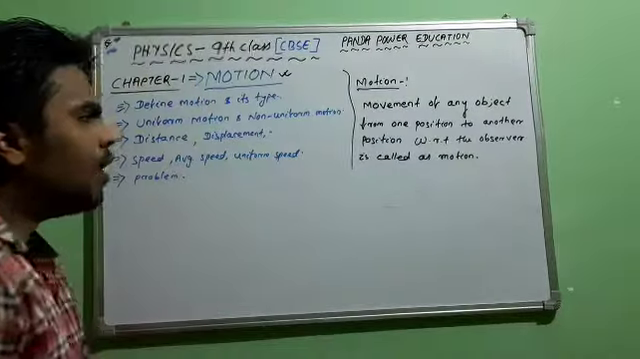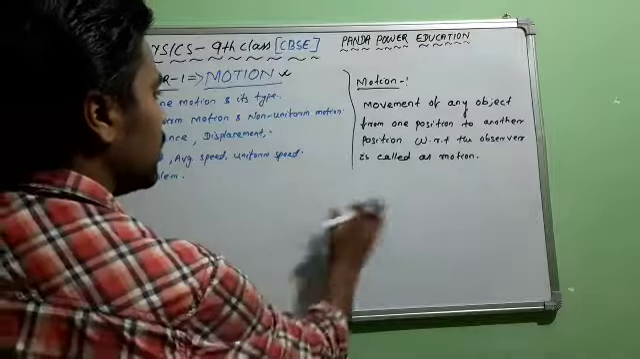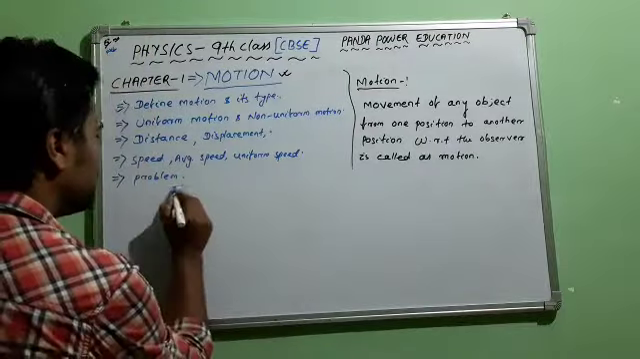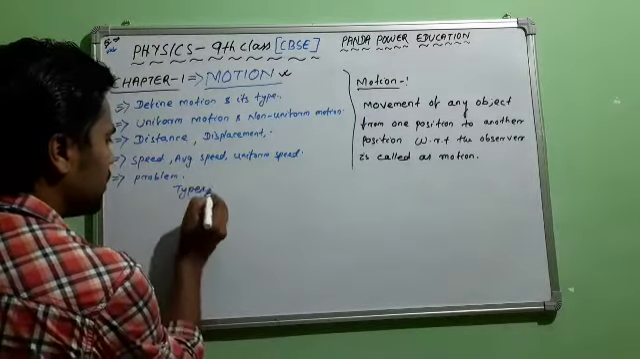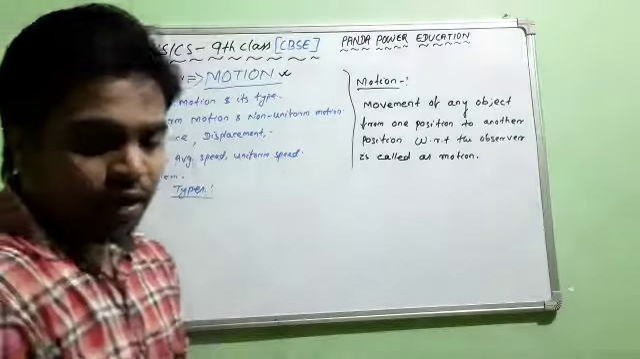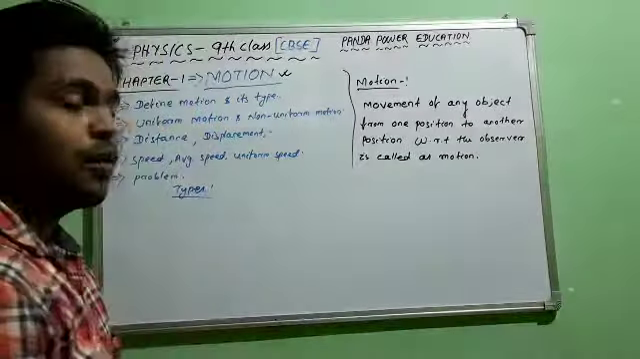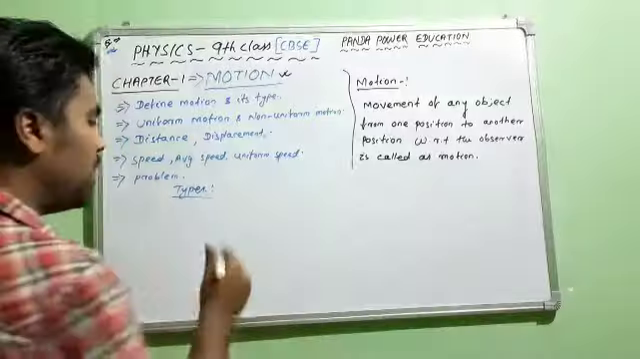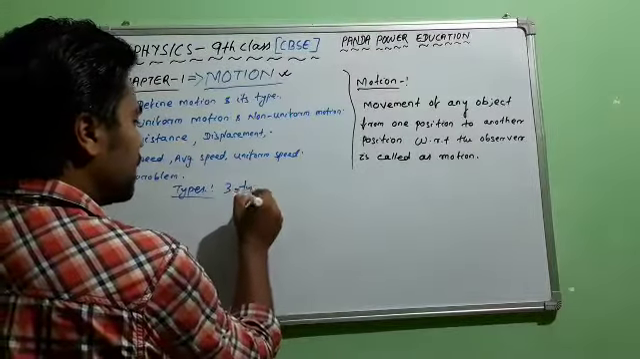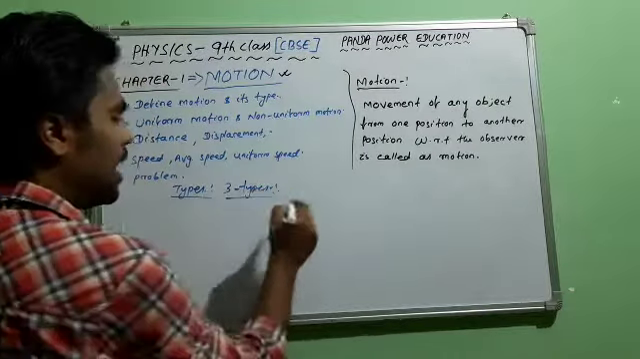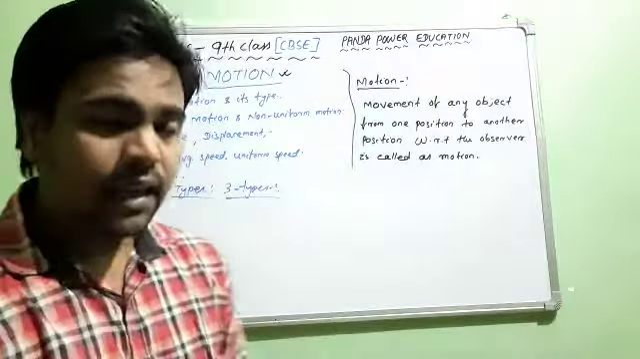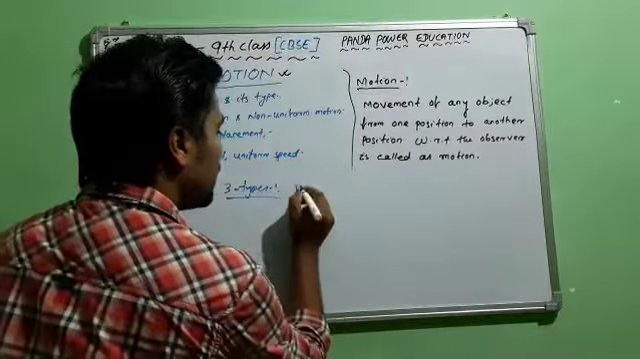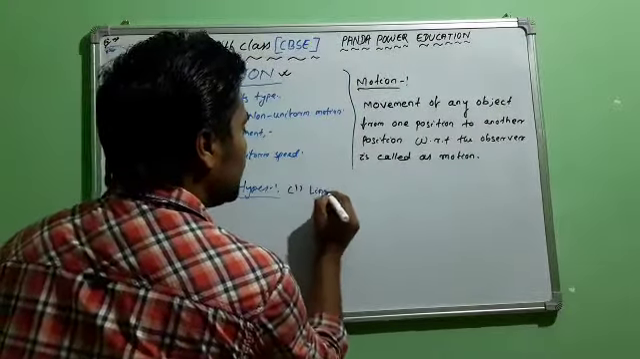Okay. So now I am discussing here the types of motion. So according to the nature of the movement, there are three types of motion. According to nature of movement, there are three types of motion. First one, linear motion.